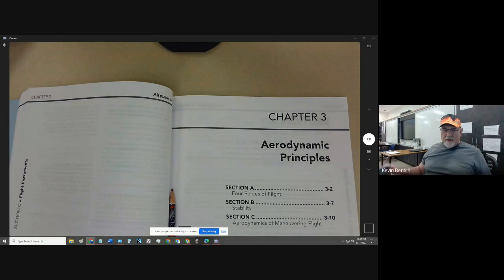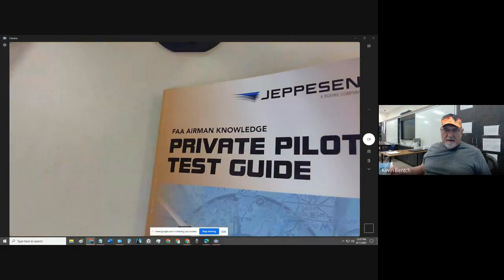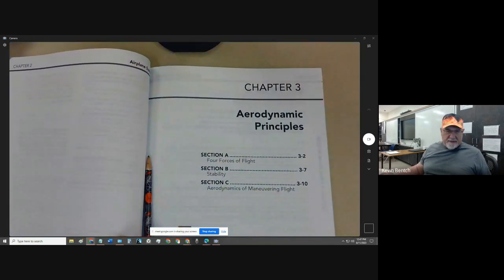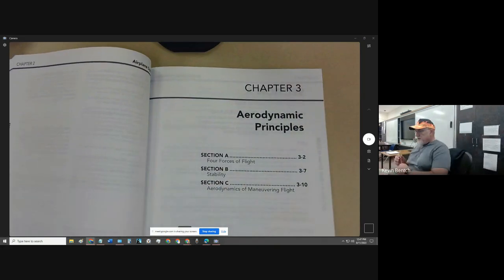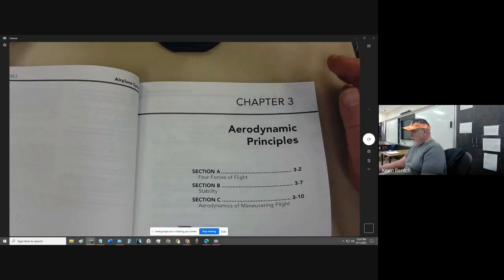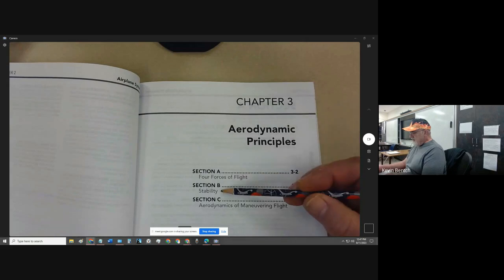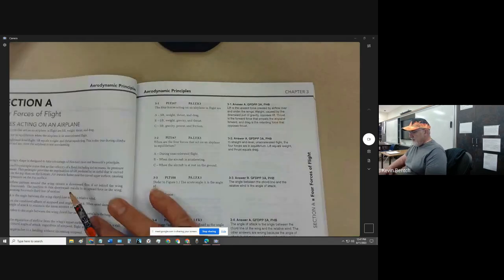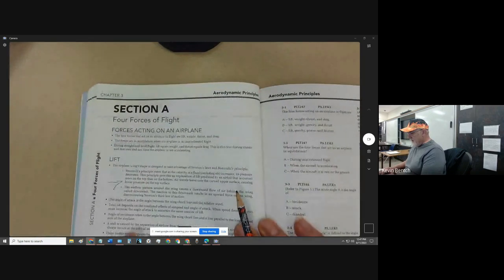Okay, we're going to be looking at the Private Pilot Test Guide from Jeppesen, and I recommend that you read through the chapter just to get a familiarity with it, but then really spend most of your time on this book. So I'm going to look at Section A, the four forces of flight, Section B, stability, and Section C, aerodynamics of maneuvering flight. So we'll look at all three of these and just run through it, and hopefully it'll be helpful for you to run through it as well from the recording.